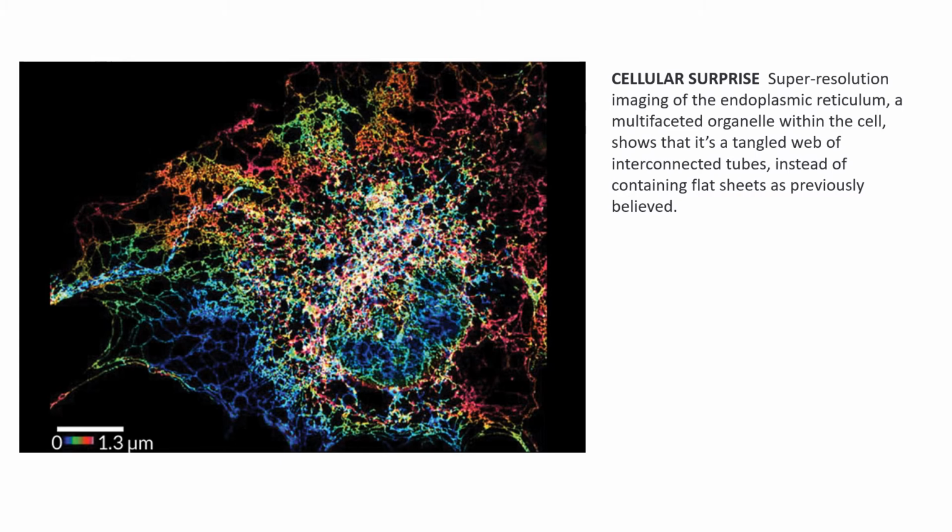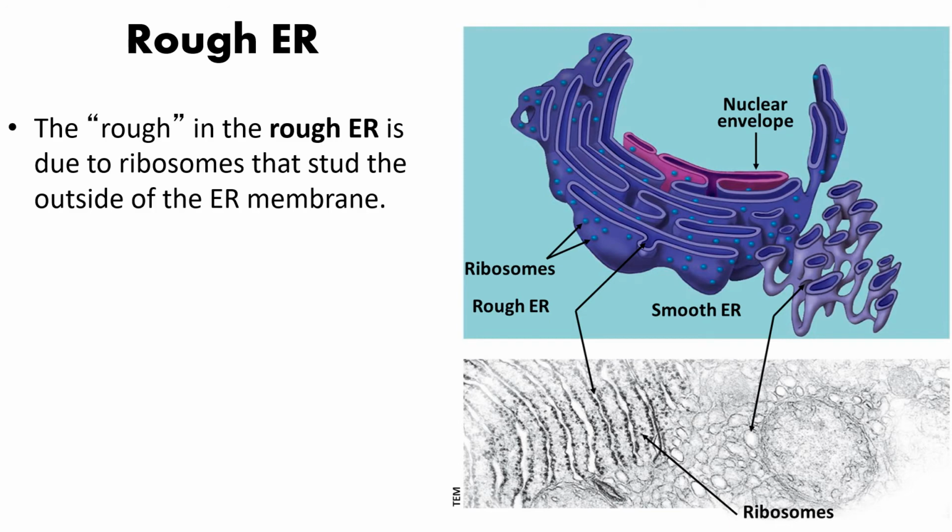So instead of it being these flat sheets piled on top of each other, it is a very complex structure. And this again is because we have new technology that allows us to image and visualize what these different structures look like on a very small level. Now, most textbooks are still going to have this stereotypical appearance of the endoplasmic reticulum. It's not too important, but I just wanted to mention that it does look different than we previously thought.